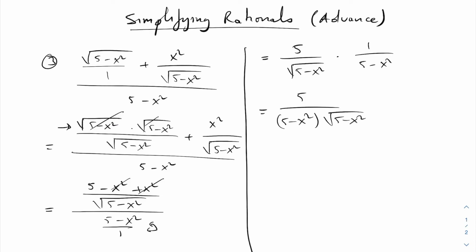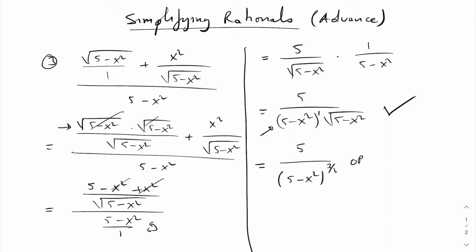And so from here, this is actually an acceptable answer, and you can stop. If you wanted to go ahead and simplify it some more to merge the denominator together, you could notice that the first factor on the denominator here is a power of 1, and the second factor is a power of 1/2. And so if you add those two together, you get a power of 3/2. And so this expression can be written as 5 divided by 5 minus x squared to the power of 3/2.